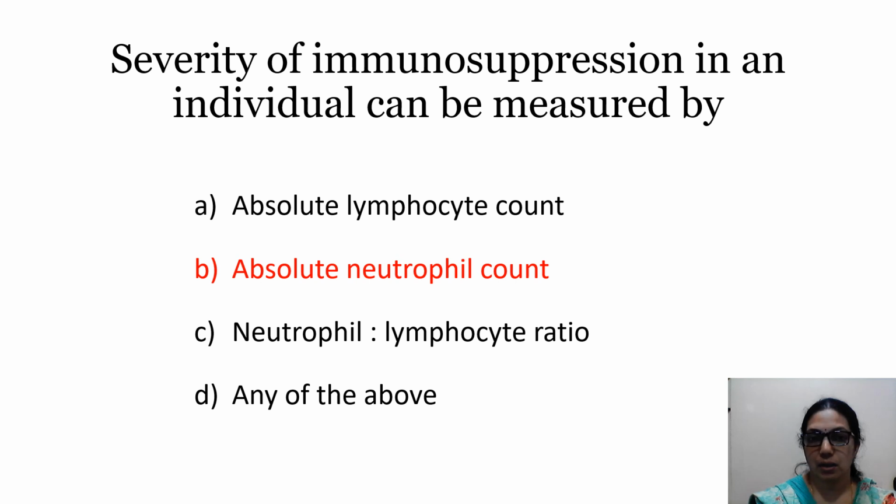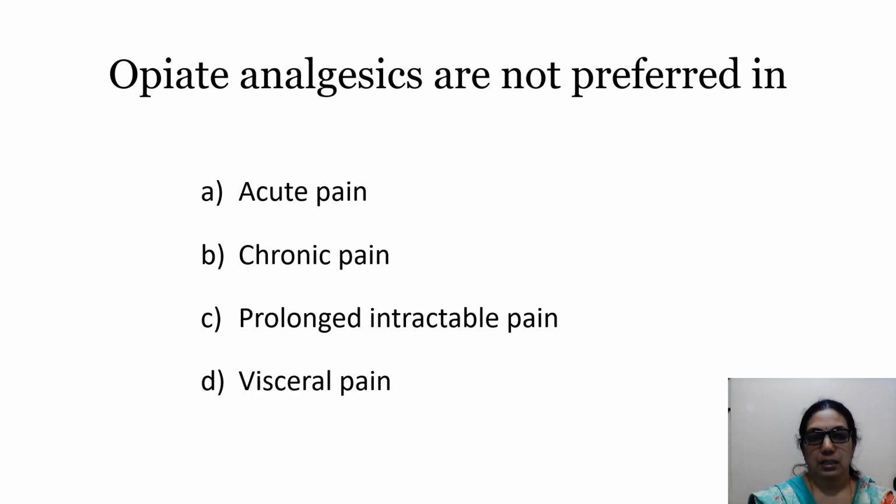That is neutrophil count. Next, opiate analgesics are not preferred in which type of pain? Acute pain, chronic pain, prolonged intractable pain or visceral pain. In which type of pain are the opiate analgesics not preferred? The answer is of course acute pain. In acute pain, always the standard drug is NSAIDs.